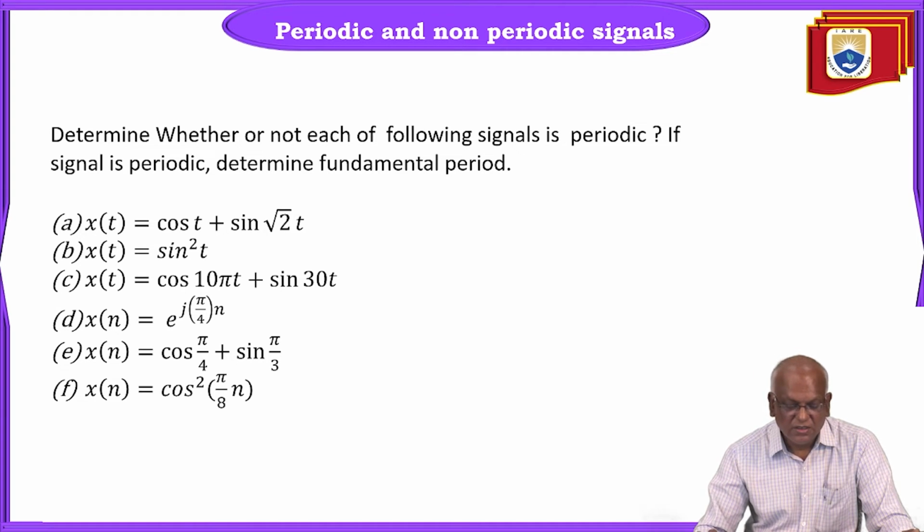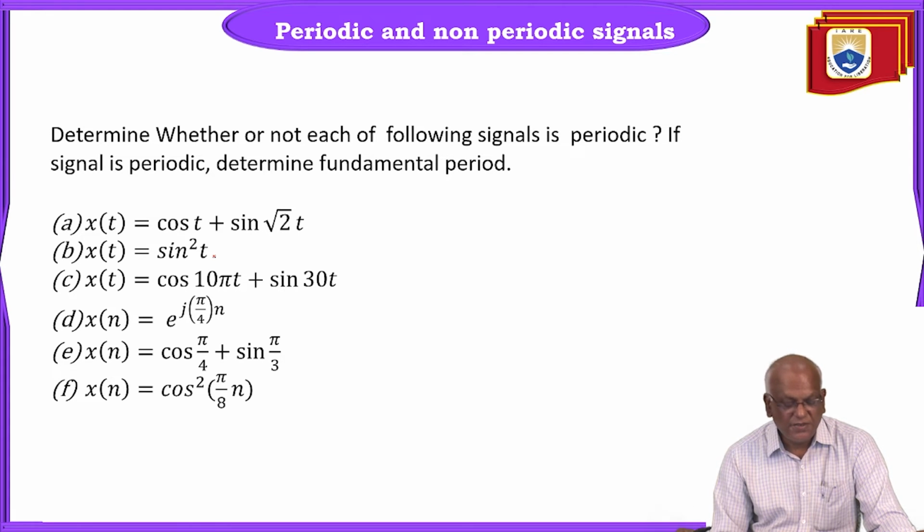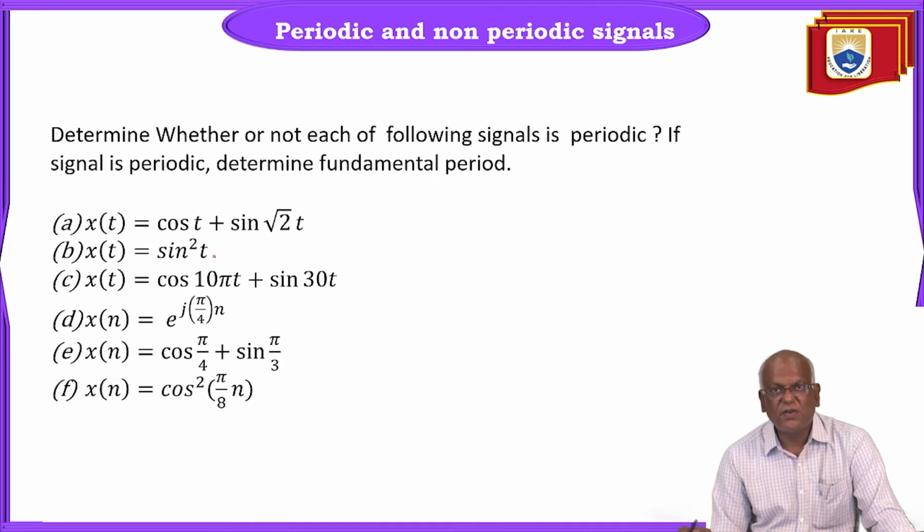Part b: x of t is equal to sine square t. Part c: x of t equal to cos 10 pi t plus sine 30 t. Part d: x of n equal to e power j pi by 4 n. Then x of n equal to cos pi by 4 plus sine pi by 4, and x of n equal to cos square pi by 8 n.